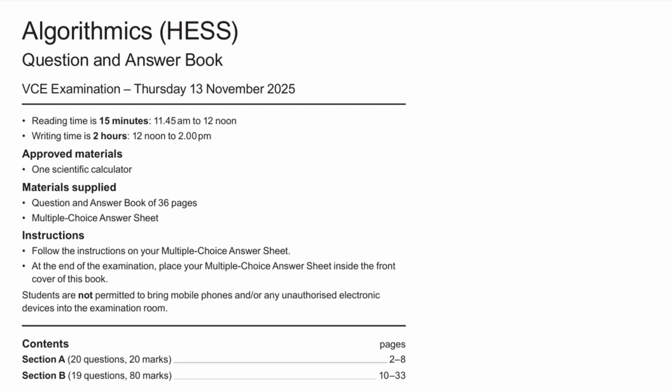If you're using it as revision, I encourage you to pause as you go along and make sure you try the questions. I'm going to be showing you some good answers and some bad answers, trying to show you the kinds of mistakes that people make as they go along.